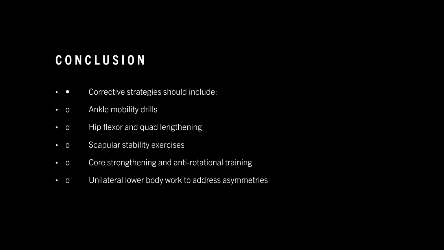So in conclusion, I observed consistent right side dominance as well as limited ankle mobility, hip flexor tightness, and some core instability across all of his tests. So corrective strategies that we should include are some ankle mobility drills, hip flexor and quad lengthening, scapular stability exercises, core strengthening, and anti-rotational training, as well as unilateral lower body work to address the asymmetries.